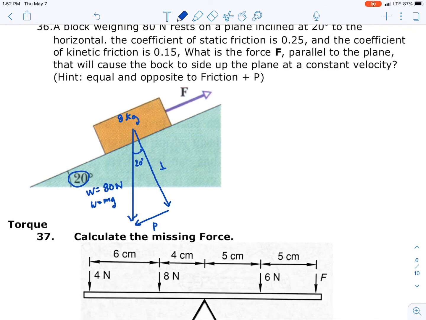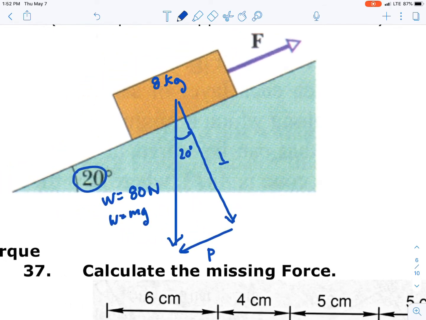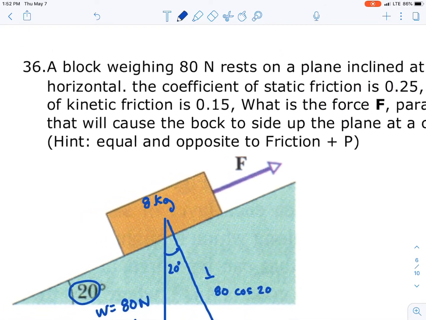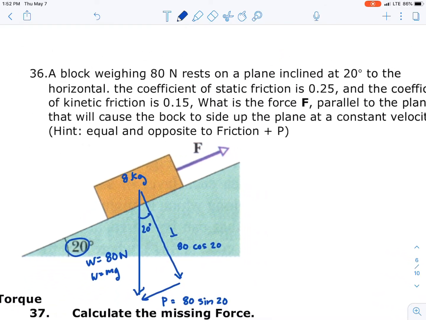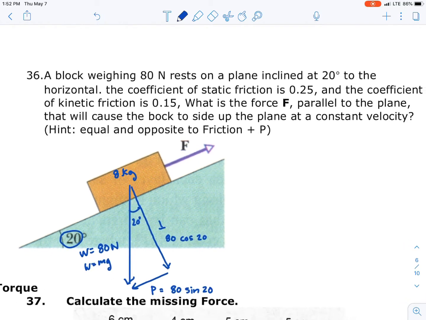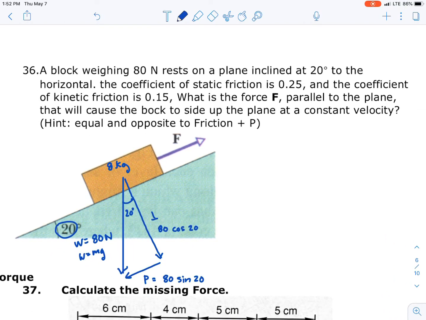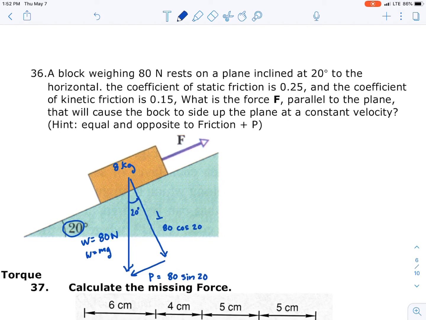Oops, come back up here. And we'll see that the 80 times the cosine, because this is the adjacent side, of 20 is going to be equal to that perpendicular side. And P is going to be equal to 80 times the sine of 20. All right, so you can find those sides pretty easy with that. Okay. Now, we're going to have to try to find out what the other forces applied on this thing are.